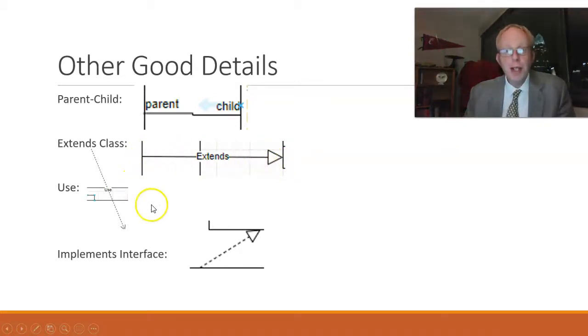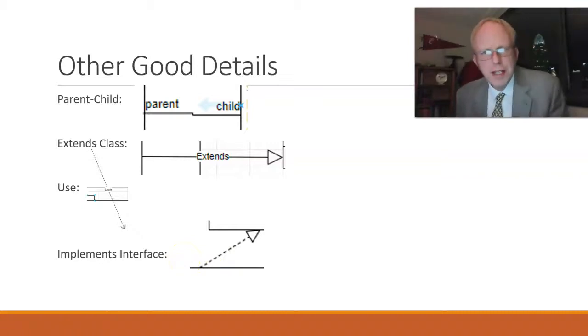If one class is using another class, typically it's a dashed line with an arrow at the end. And then to implement an interface, we'll typically have a solid triangle at the interface, and then a dashed line down to the class that is implementing the interface.